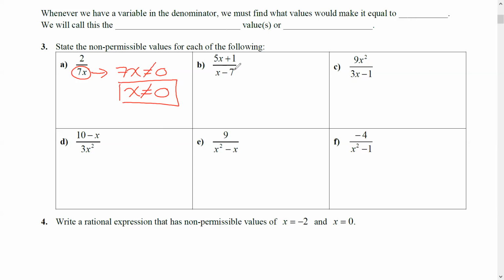Next one. Again, I only care about the denominator, not the numerator. All I do is make a little mini equation, just like that, and isolate for x. x can't be 7. Okay. Done.